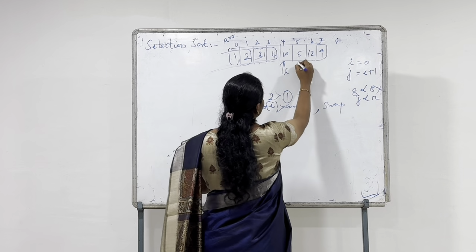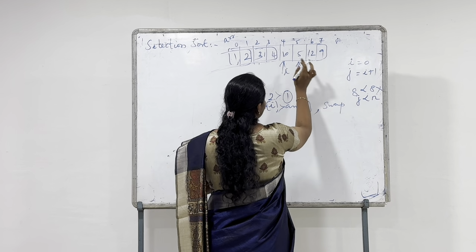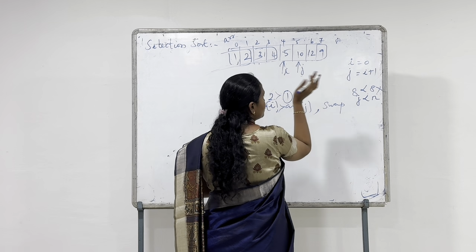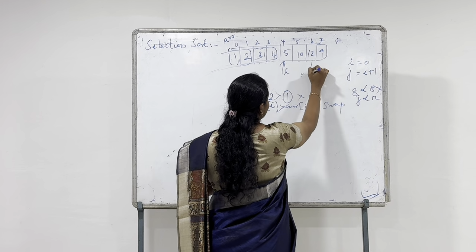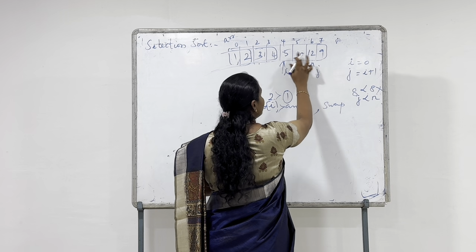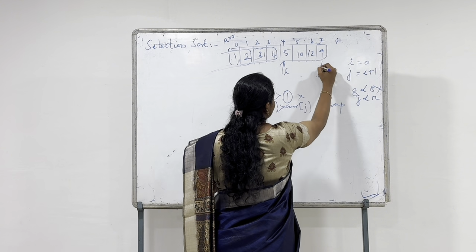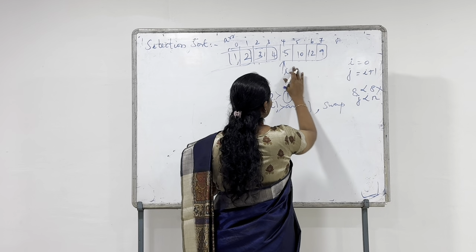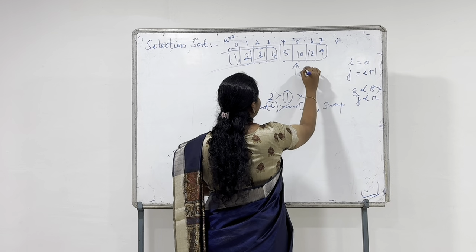Now compare I and j, 10 and 5. So 5 is less than 10, so 5 should be here and 10. Swap these two values. And then increment j, 5 and 12, 5 is lesser, so no change. 5 and 9, 5 is lesser, no change. j comes out from the loop and then I.